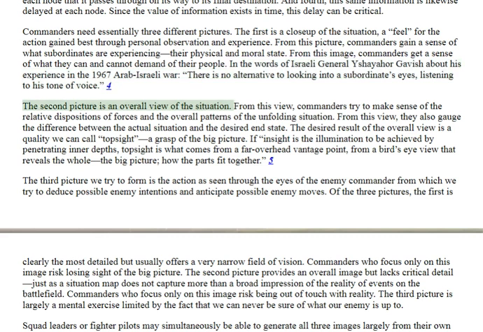The second picture is an overall view of the situation. From this view, commanders try to make sense of the relative dispositions of forces and the overall patterns of the unfolding situation. From this view, they also gauge the difference between the actual situation and the desired end state. The desired result of the overall view is a quality we can call topsight, a grasp of the big picture.